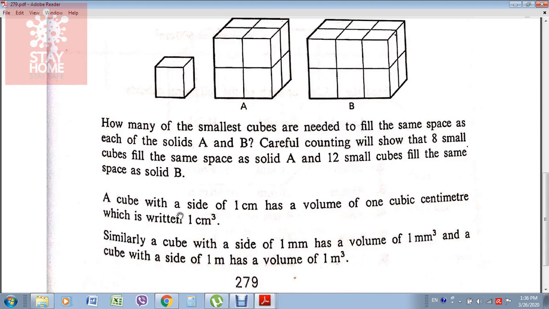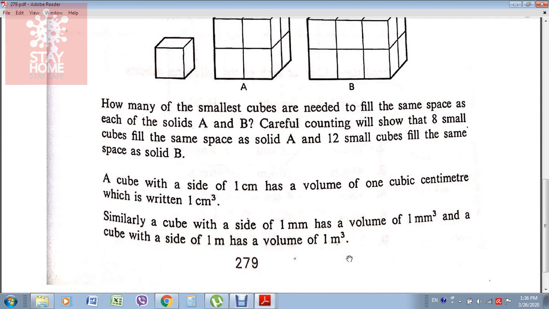Now a cube with a side of 1 centimeter has a volume of 1 cubic centimeter. If this cube is 1 centimeter, the volume will be 1 centimeter cube. If this cube measurement is 1 millimeter, mm meaning millimeter, the volume will be 1 millimeter cube, mm cube.